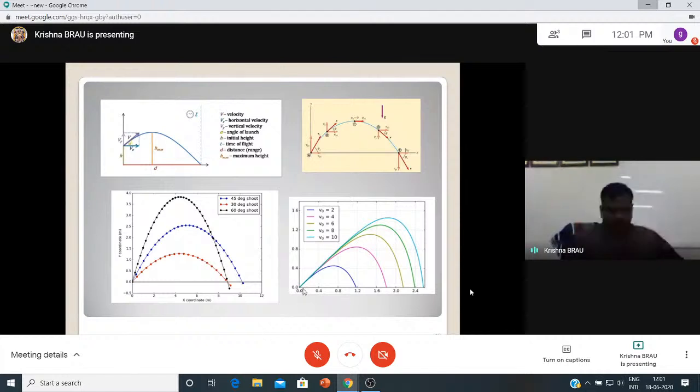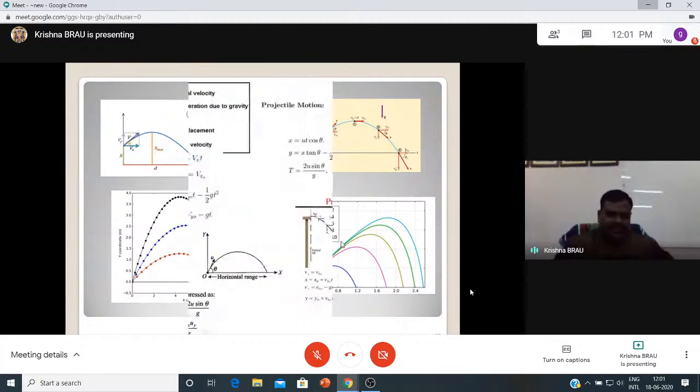This is the case where the angle of inclination is the same, but with different velocities: 2, 4, 6, 8, 10. See, like this we can come across different cases of projectile motion.